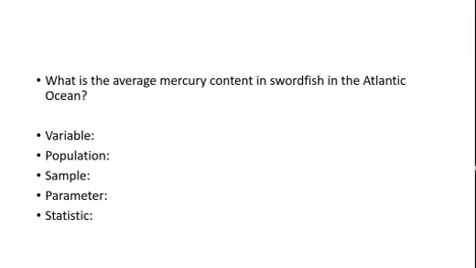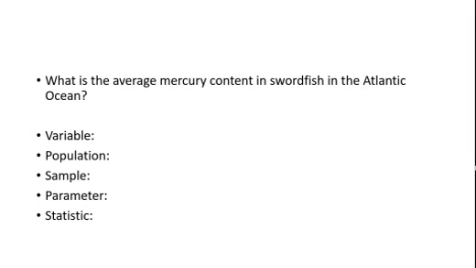So if we are asking, what's the average mercury content for swordfish in the Atlantic Ocean? The variable in this case would be the mercury content of every single swordfish. Okay, so that would be your variable. The population, again, what we've stated earlier, is all the swordfish. A sample is a subgroup of that total population. The parameter would be what? The actual average mercury content of all the swordfish.